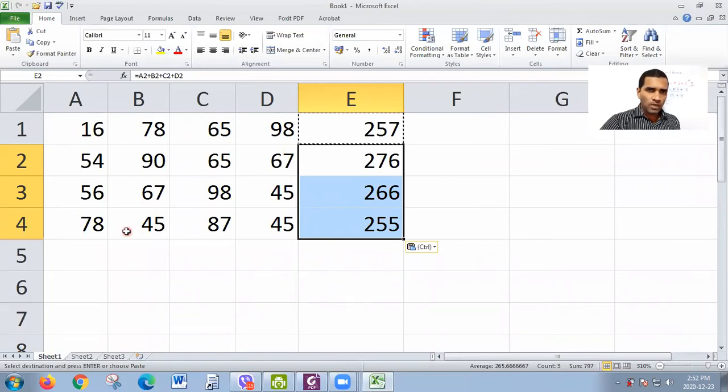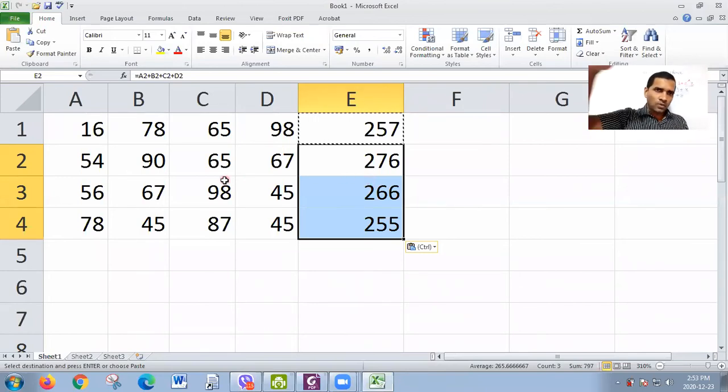Right, you can manually add them and find whether the answer is correct or not. Definitely the answers are correct. So I got this 276, 266, 255 without using a formula. I used that particular formula for finding the remaining answers. So this makes my work easy.